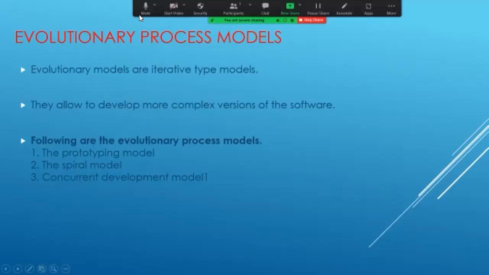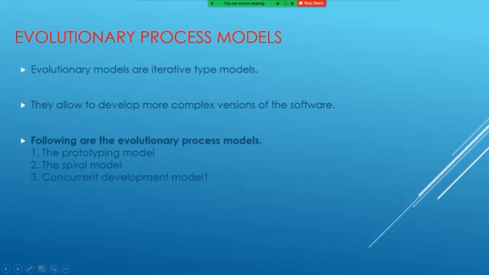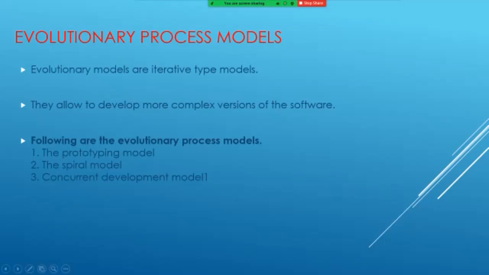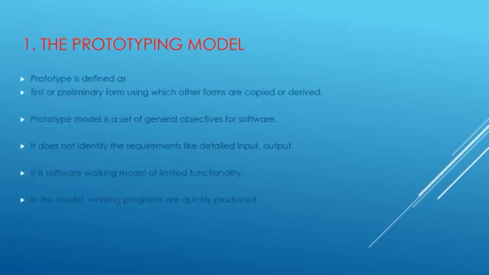Models. That means this is the iterative type of model. They allow us to develop more complex versions of the software. Following are the evolutionary process models. The first one is the prototyping model, the second one is the spiral model, and the third one is the concurrent development model. First, the prototyping model.